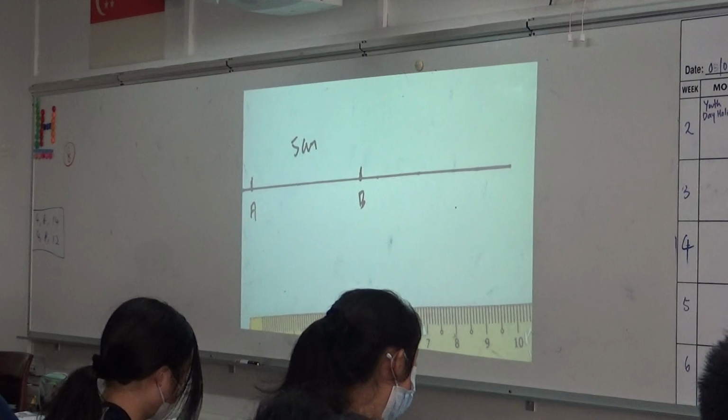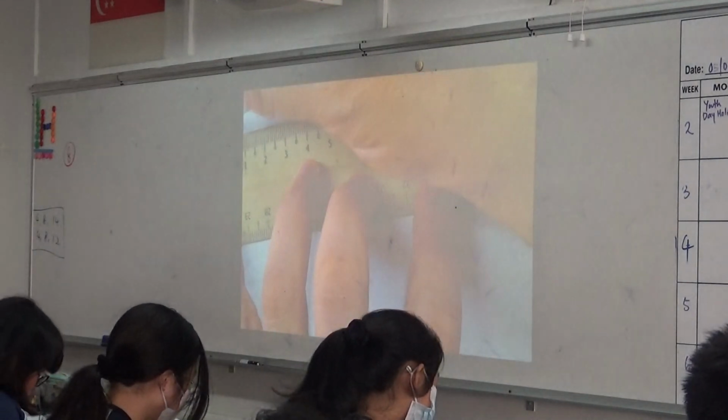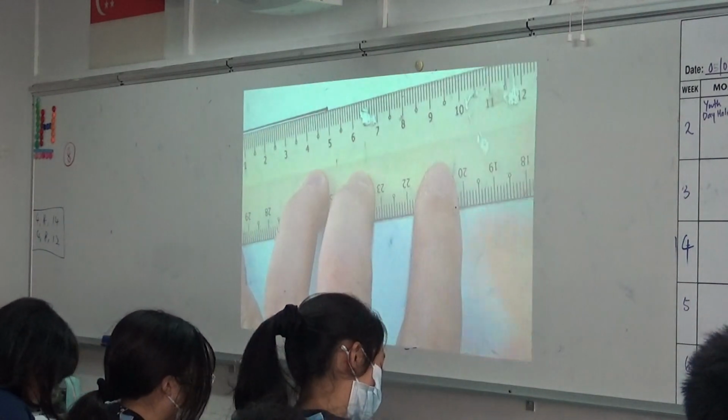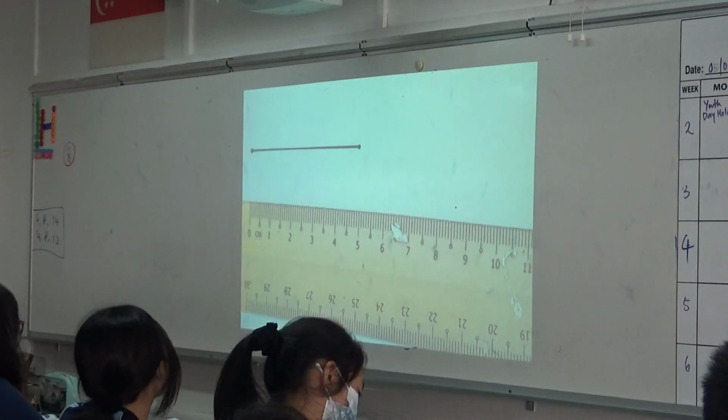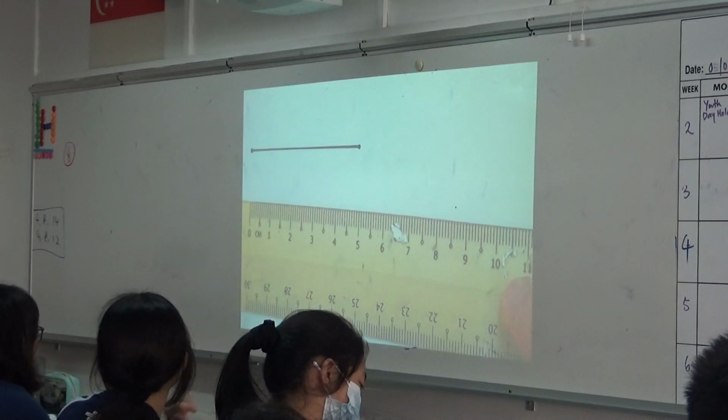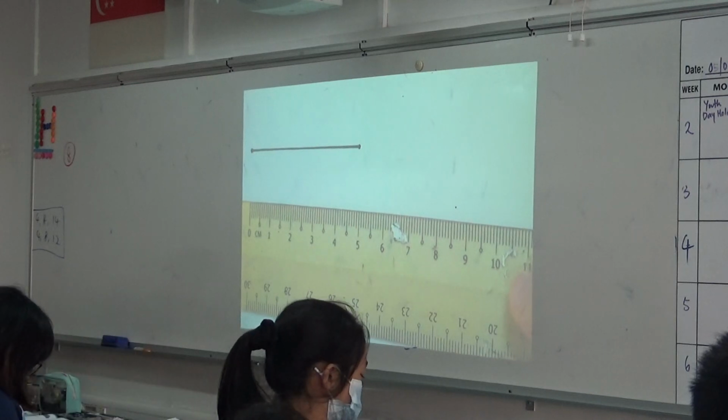Are you clear? Okay, don't just draw a line like that and tell me 5 cm. I will tell you why. Because when you draw an angle or something, there will be trouble. You don't know where the center is. Do you understand what I'm talking about?